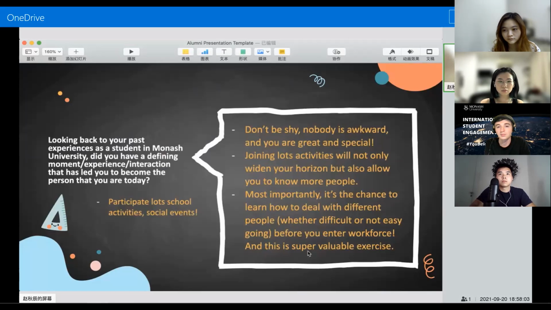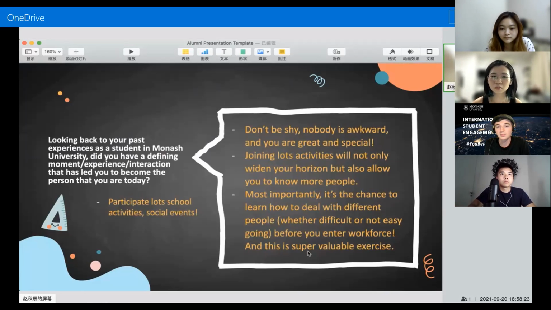You are a great person, you are a special person. Joining lots of activities not only widens your horizon but also allows you to know more people, and those will be really valuable for you in the future. Most importantly, it's a chance to learn how to deal with different people before you enter the workforce.